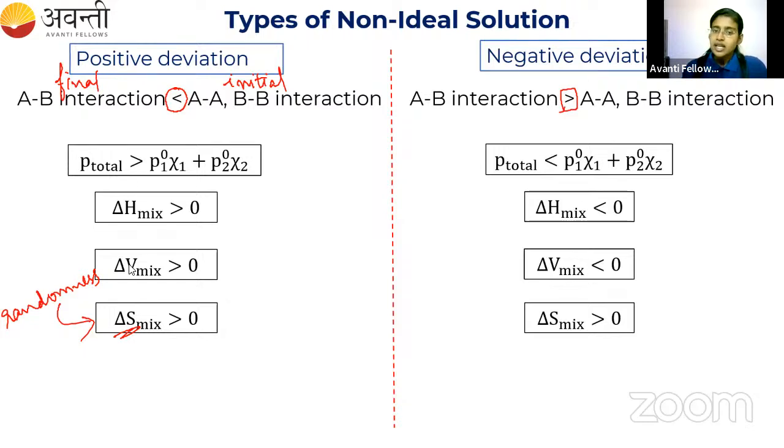And next, coming to the fourth factor, which is called delta G mix. Delta G mix means the standard Gibbs free energy change. The change in the Gibbs free energy will be less than 0. It will be less than 0.